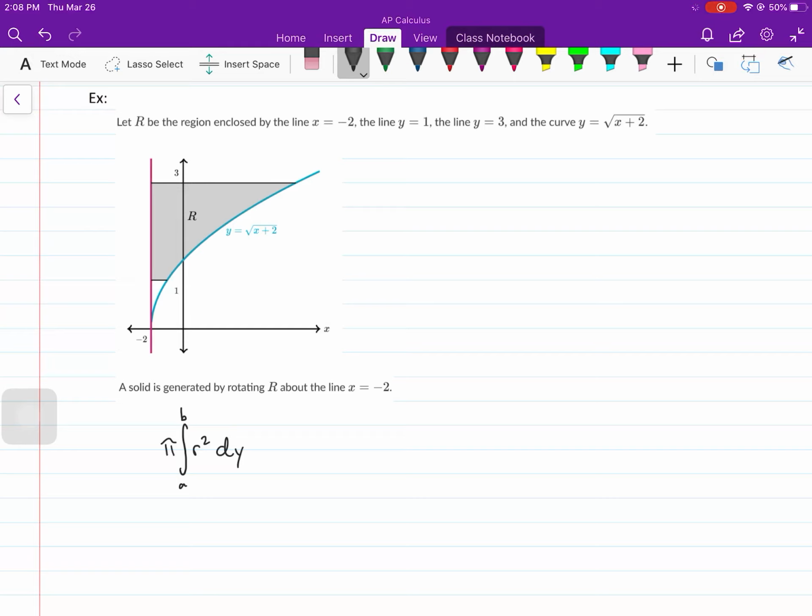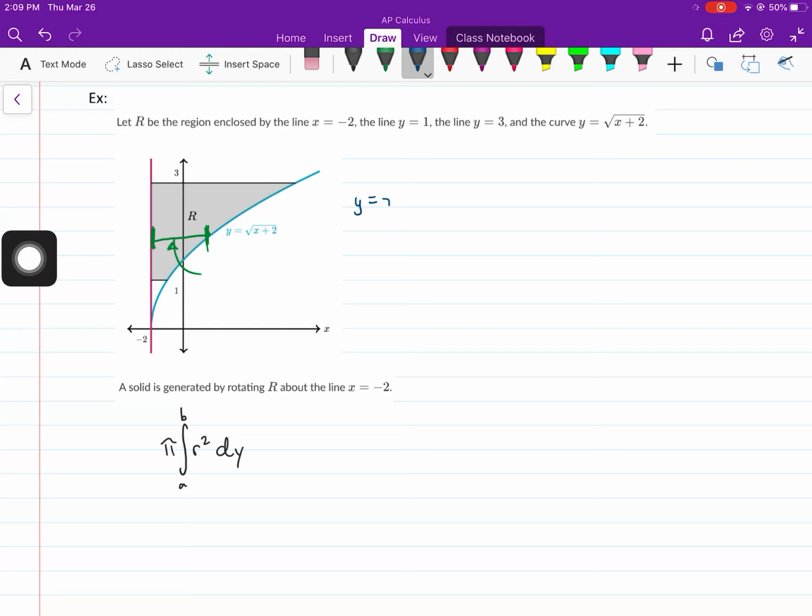So our radius is really the thing that's going to change here. Our radius is no longer the function, or based upon the function y equals the square root of x plus 2. It's now this distance from -2 to here. So we've got to figure out that distance there. The way we're going to do it is subtract whatever our function is minus that -2, and that's going to get us our radius, our distance there. Now, y is a vertical distance, so we need to get this in terms of x.